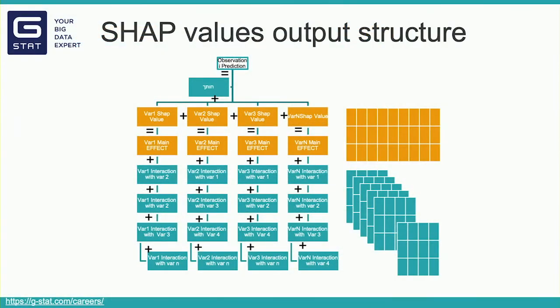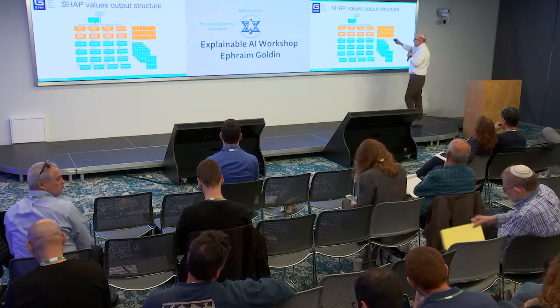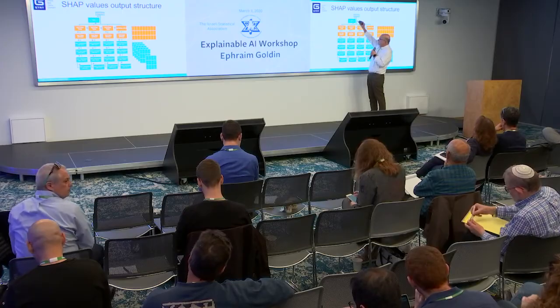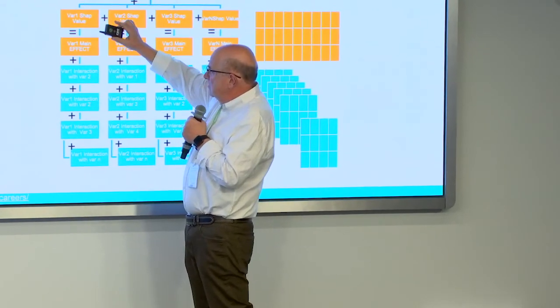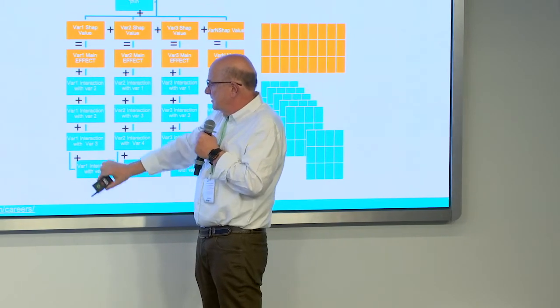So again, I will show you some results of the Shapley values analysis and what we have found. This is, for each variable and each observation that we analyze, the whole effect, the net effect, and the interaction effect.